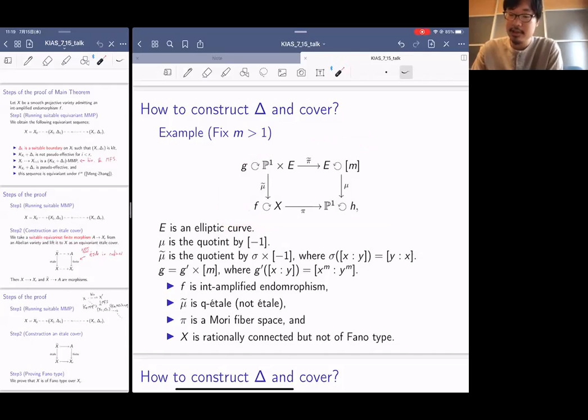In this case, first f is int-amplified, and mu tilde is quasi-etale but not etale, by computing the fixed points. In particular, in this case, X is not smooth.